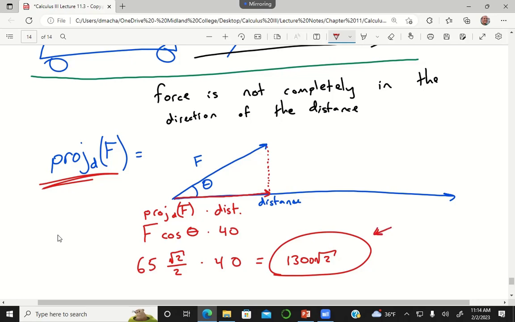So anyways, that's how you do that. Work is force times distance, but of course only consider the component of the force that is in the same direction as the distance.